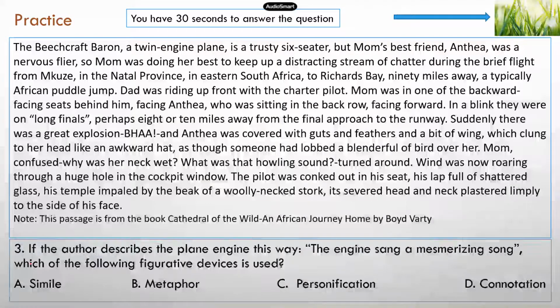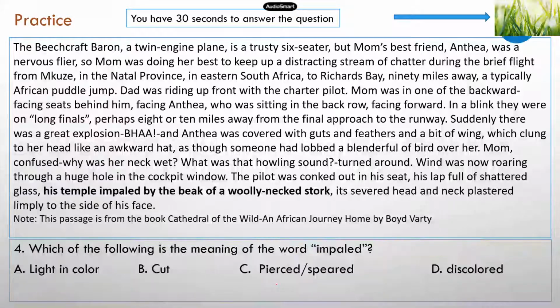If the author describes the plane engine this way, the engine sang a mesmerizing song, which of the following figurative devices is used? So in this case, the engine is singing a song, which is a human attribute, right? Engines are non-living objects. They can't really think. So this is giving human traits to a non-human object. So this is personification, C. Okay, last question.